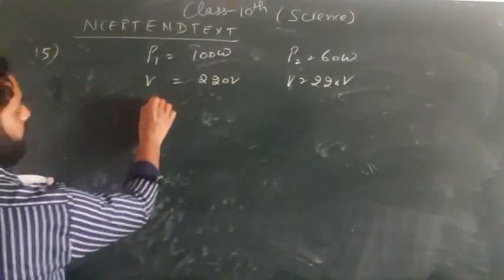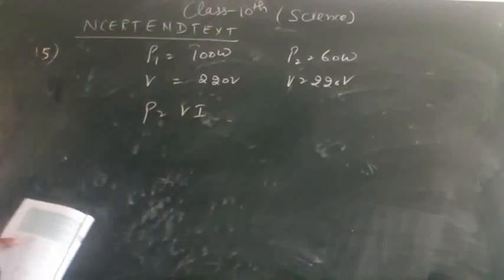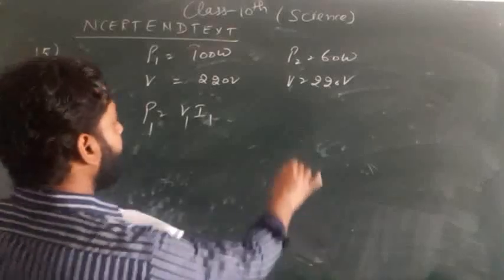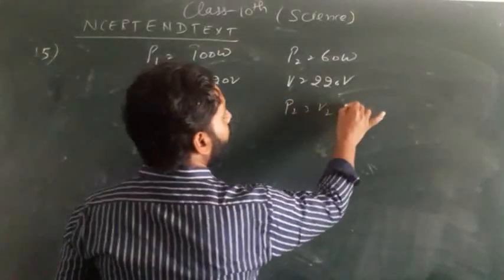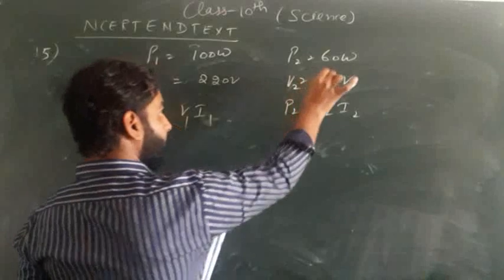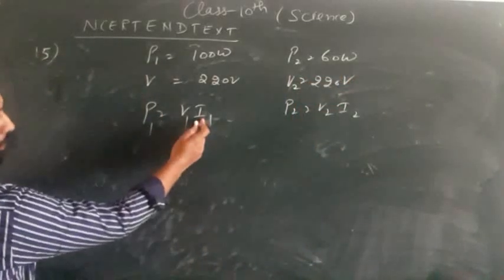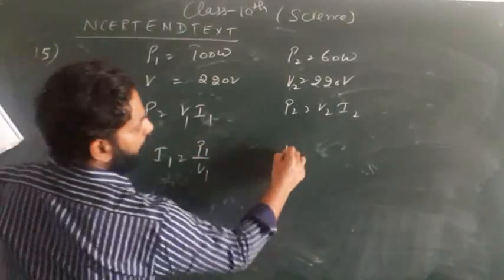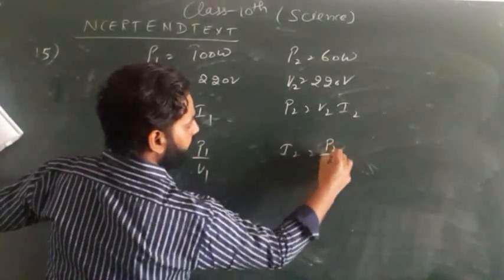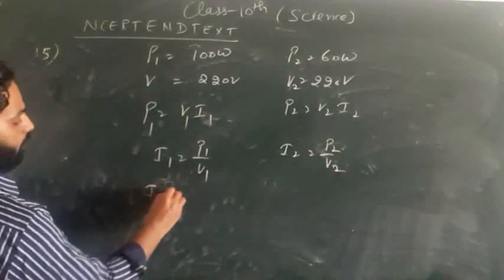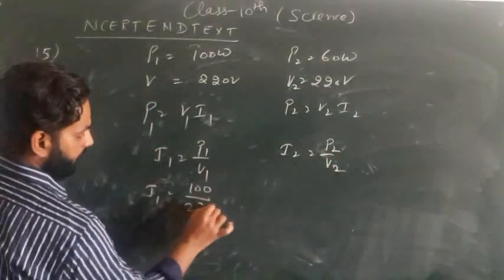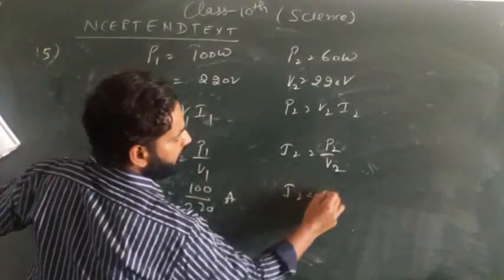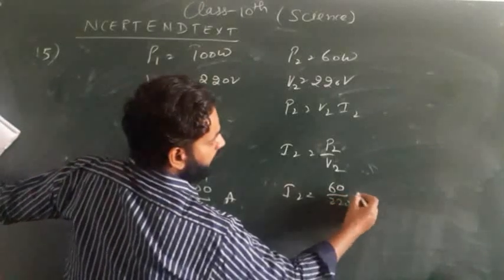So we know that P is equal to VI. So P1 is equal to V1 I1. Similarly P2 is equal to V2 I2. Now from here you can easily find the value of I. So I1 is equal to P1 by V1, and I2 comes out to be P2 by V2. P1 is 100, V1 is 220, so I1 is 100 upon 220 ampere. Now I2 comes out to be 60 upon 220 ampere.